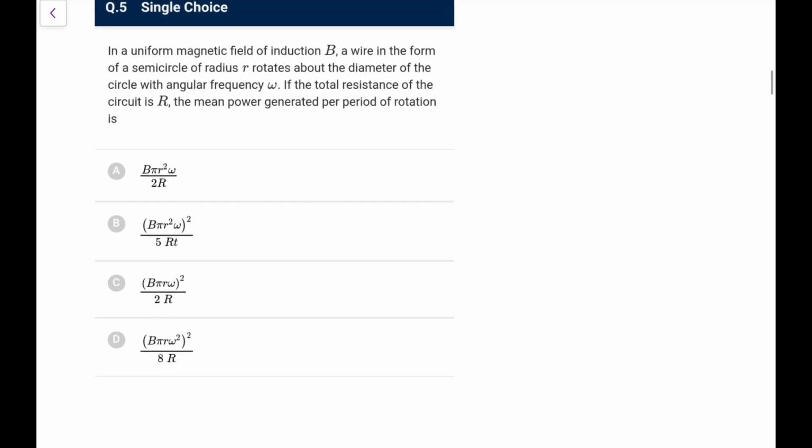Next one: in a uniform magnetic field of induction B, a wire in the form of a semicircle of radius r rotates about the diameter of the circle with angular frequency omega. If the total resistance is R, find the mean power generated per period of rotation. Now this is a very interesting question. The wire rotates about the diameter, let's say like this, with angular frequency omega. It is not given where the field is, so let's assume the field is like this.